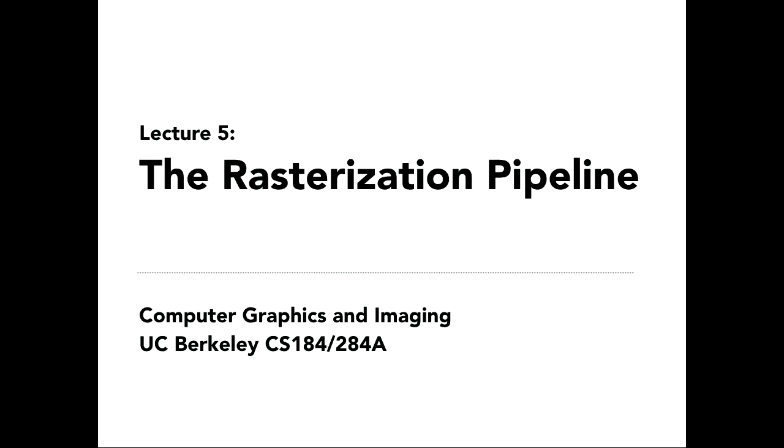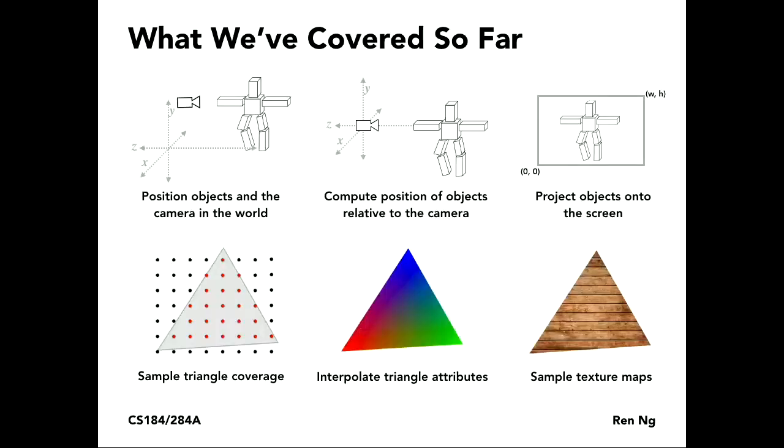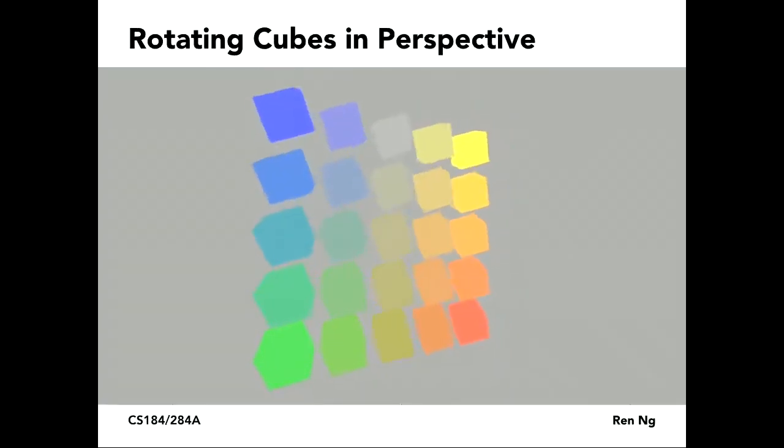Okay. Let's just put some of the pieces that we've been talking about together and then fill in some of the remaining gaps in a first pass of this graphics pipeline. So we've studied transforms, how to pose objects in the world and the camera in the world, compute the positions of objects relative to the camera, project them with perspective onto the screen. And we talked about how to sample it in rasterization, how to put color coordinates or texture coordinates over it and interpolate those across triangles and apply texture maps with filtering.